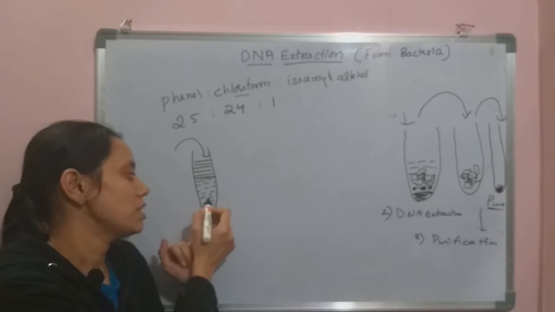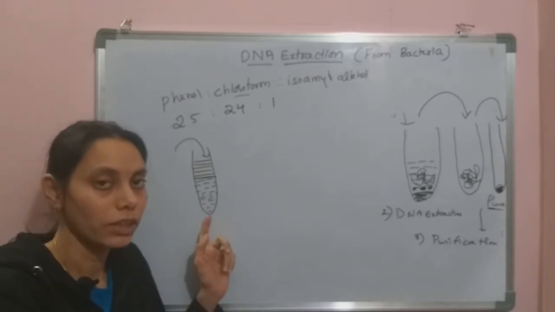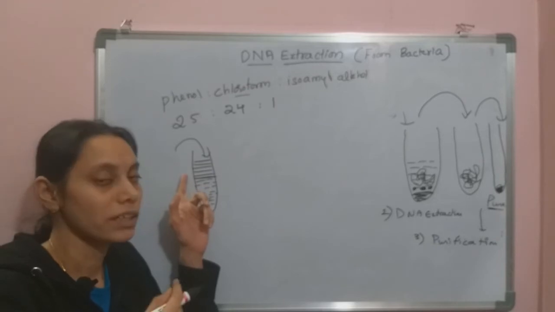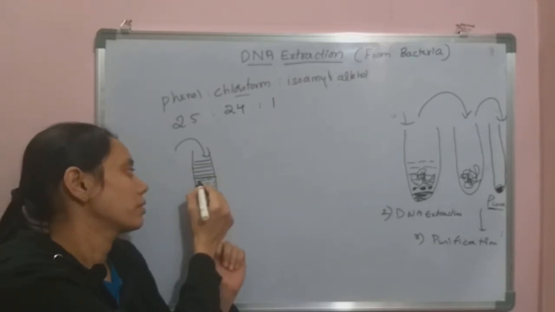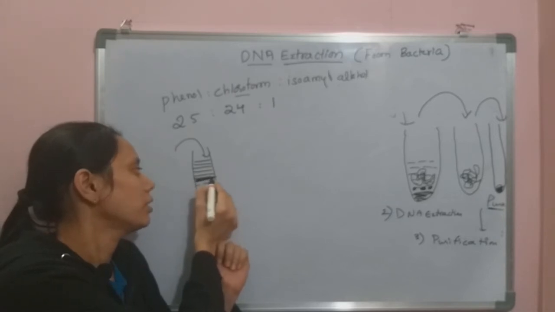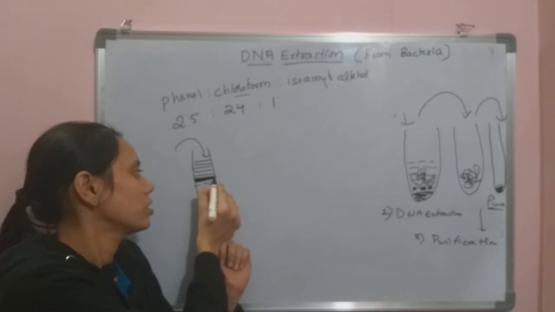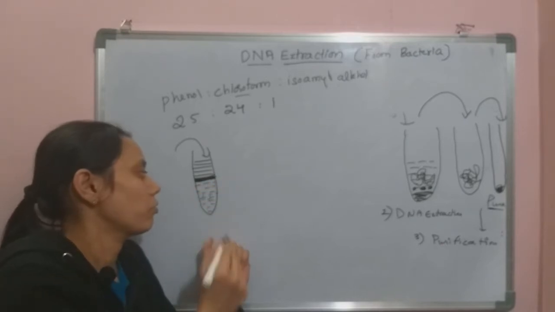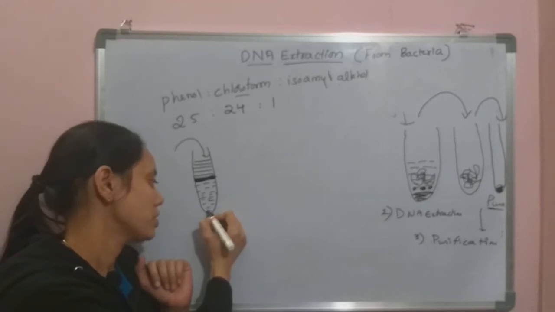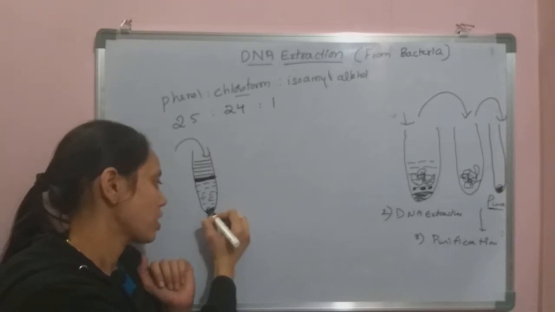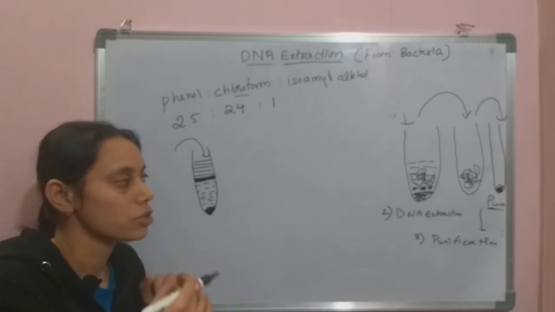Here the DNA is soluble in the aqueous liquid, and the degraded proteins will be precipitated, and they will reach the middle part of the reaction tube, and the cell debris, which is heavier and denser, will reach the bottom layer of the reaction tube.